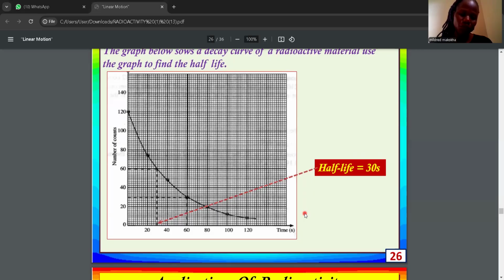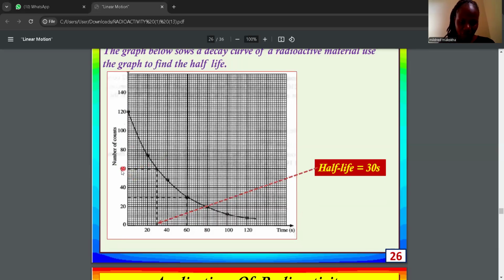The counts are initially 120, but because this substance is decaying, this number of counts will reduce with time. So for us to be able to get the half-life from this graph, we need to know what is a half of 120. And a half of 120 is 60. So find out, from 120 down to 60, how much time did it take for the counts to reduce?